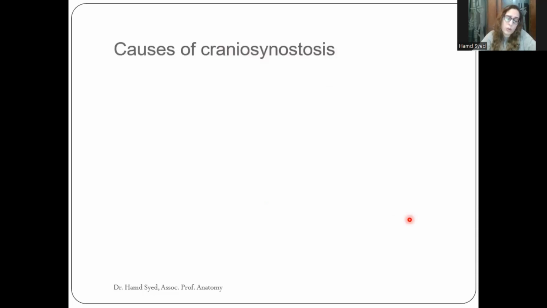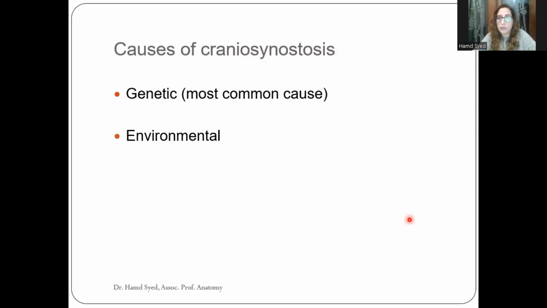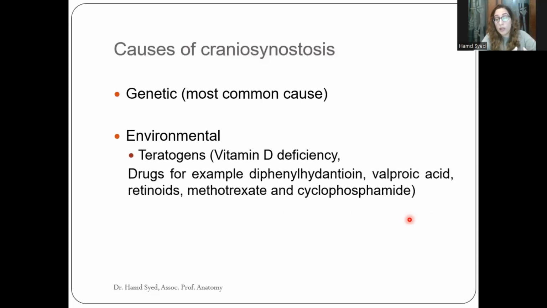Generally speaking, what are the causes of these different types of craniosynostosis? Well, there are multiple factors involved, but the most common cause is at the genetic level, the mutations which occur at the genetic level, which can cause these different conditions. But environmental factors also play a role, such as the deficiency of vitamin D or exposure of the mother to anticonvulsant drugs like diphenylhydantoin, valproic acid, or to drugs like methotrexate, cyclophosphamide given in cancer therapy, or retinoids, which are vitamin A derivatives.